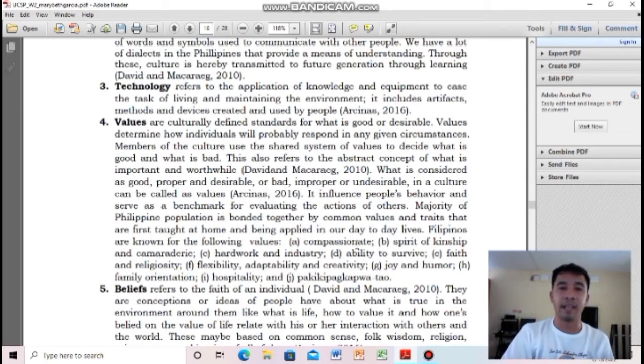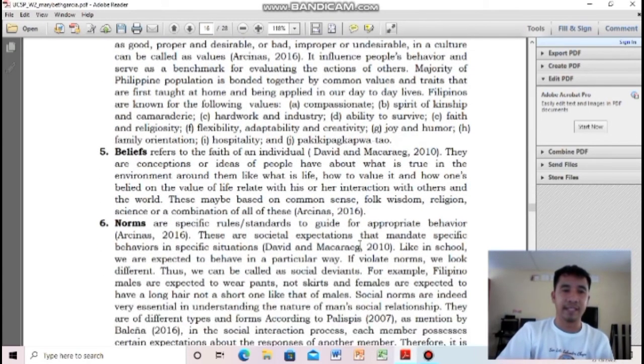Kag naara kita gid pagpalangga especially sa mga katigulangan kag kabataan. No? Okay. That's for the values. Next is beliefs. Refers to the faith of an individual. No? Ang mga pagpati sa isa ka tawo.